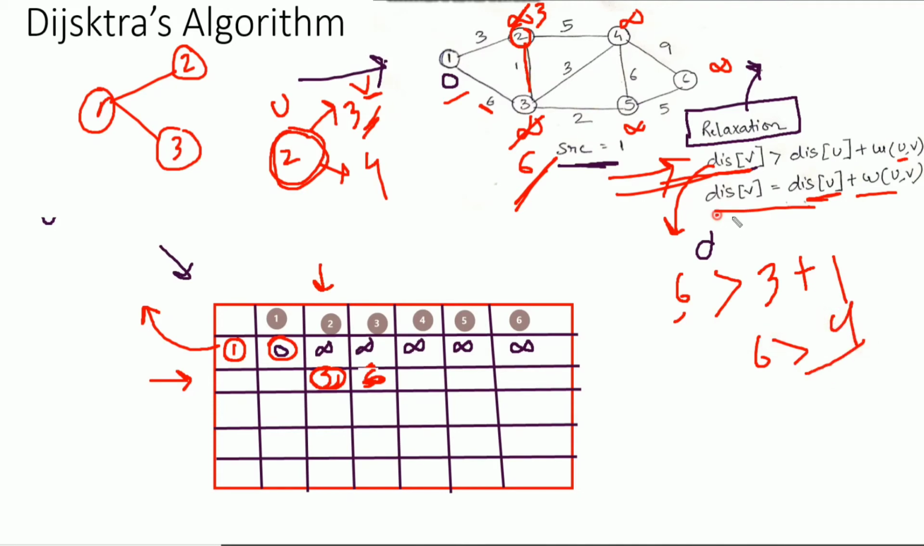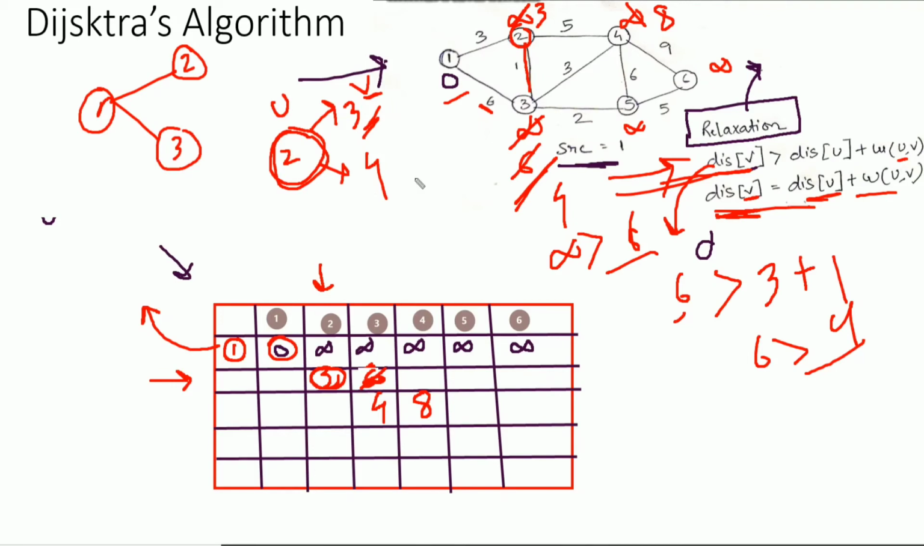If it is true, I need to update the distance value of vertex v. The distance value of vertex v will be 4, so I'll change this from 6 to 4. Now from 2 I can go to vertex 4 also. The distance value is infinity, and infinity is greater than 3 plus 5, which is 8. So I'll change the value from infinity to 8 for vertex 4.